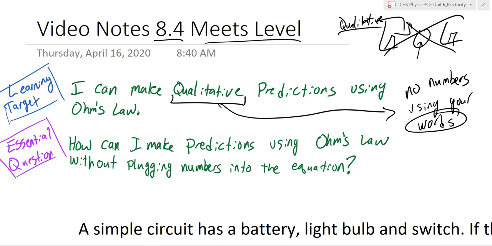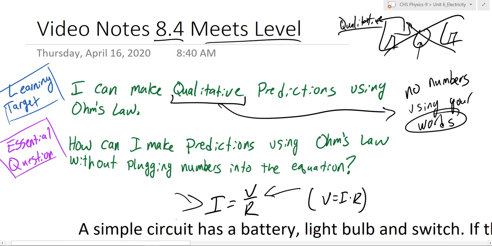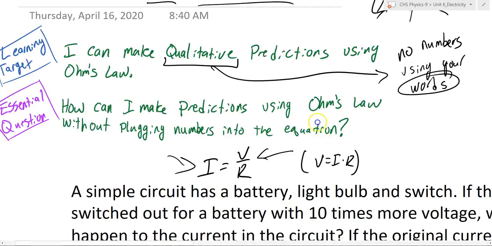I'll do some examples so you know what I'm talking about. This essential question might be something you're already thinking about: how can I make predictions using Ohm's law without plugging numbers into the equation? Because we know that Ohm's law is I equals V over R. Sometimes it's written as V equals I times R, but we're generally going to stick to this way. So you might be thinking, that's an equation, Mr. Basil. How can I do something qualitative that doesn't use numbers with Ohm's law? Well, that's the point of this video. So here we go.